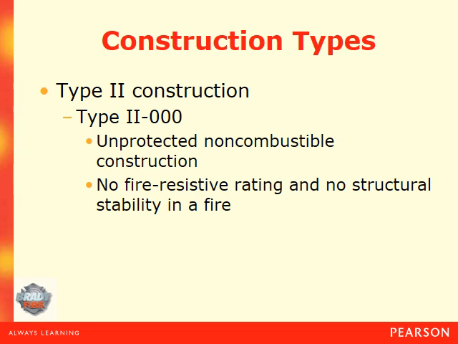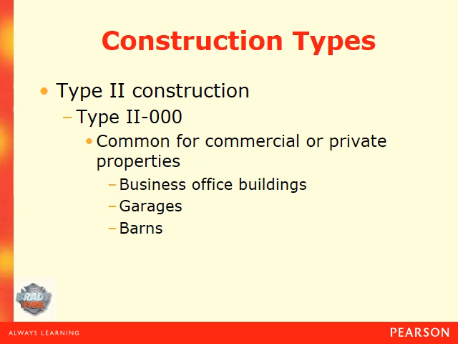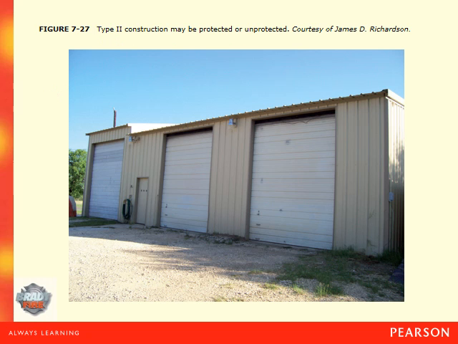Again, it has unprotected non-combustible construction and no fire-resistant rating and no structural stability in a fire for a Type 2000. This is common for commercial or private properties such as business, office buildings, garages, and barns. Good example of your Type 2 here. Usually they're all some sort of metal, steel, aluminum type building.